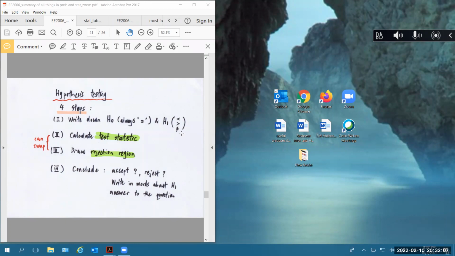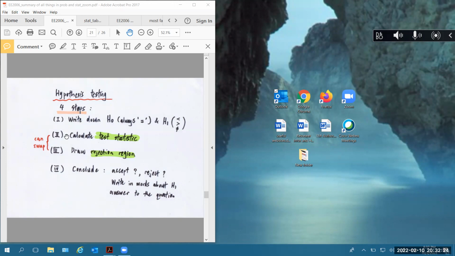We just remember that H1 is actually the statement that we want to test. The thing that we want to test, we'll put it as H1. All right, so that's H0 and H1. We just write it down.